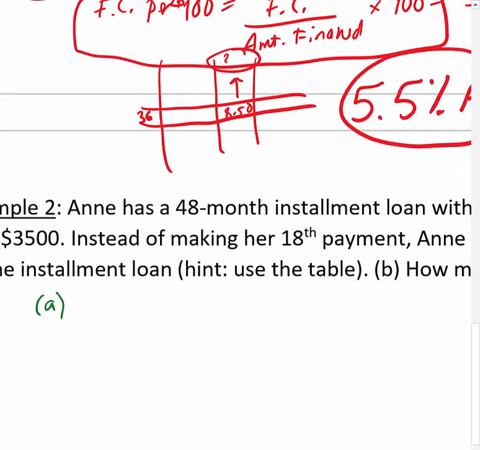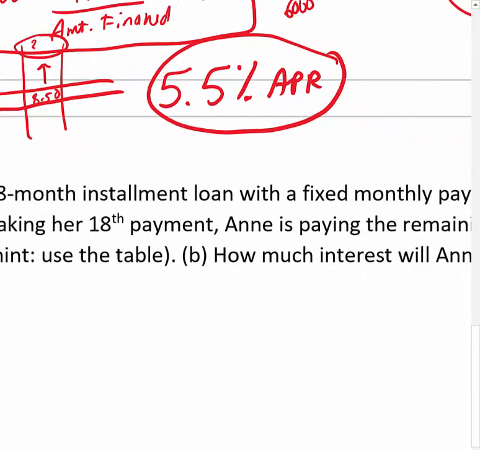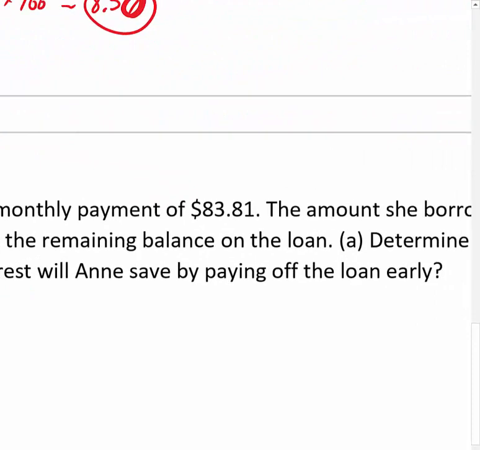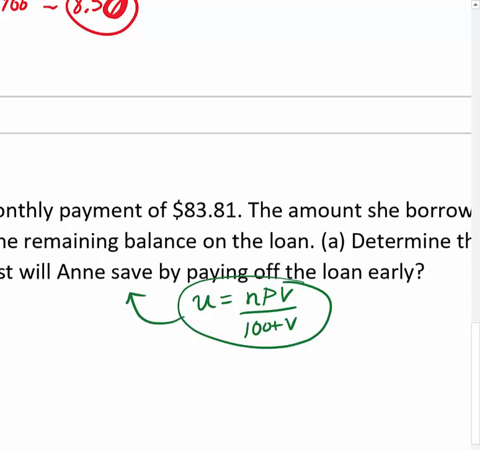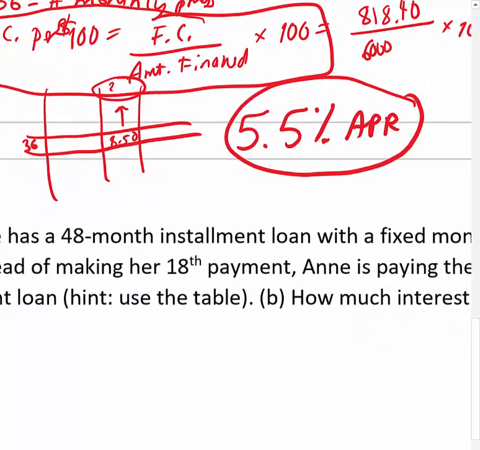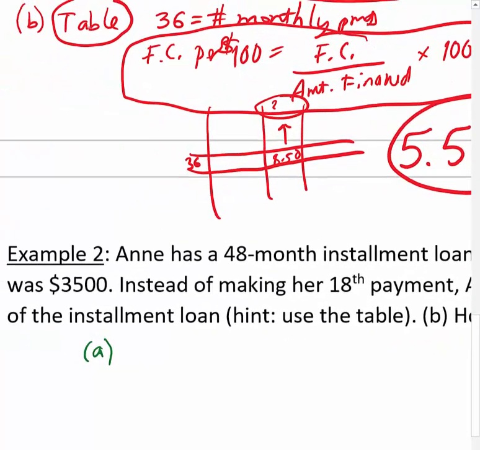Okay, we kind of already know that. That's the table you use to find APR. And then they want to know, how much interest will Anne save by paying off the loan early? So we're definitely going to use that formula, unearned interest. What was it? NPV over 100 plus B. Unearned interest or interest saved, it's all the same thing. So hopefully it's sort of straightforward.